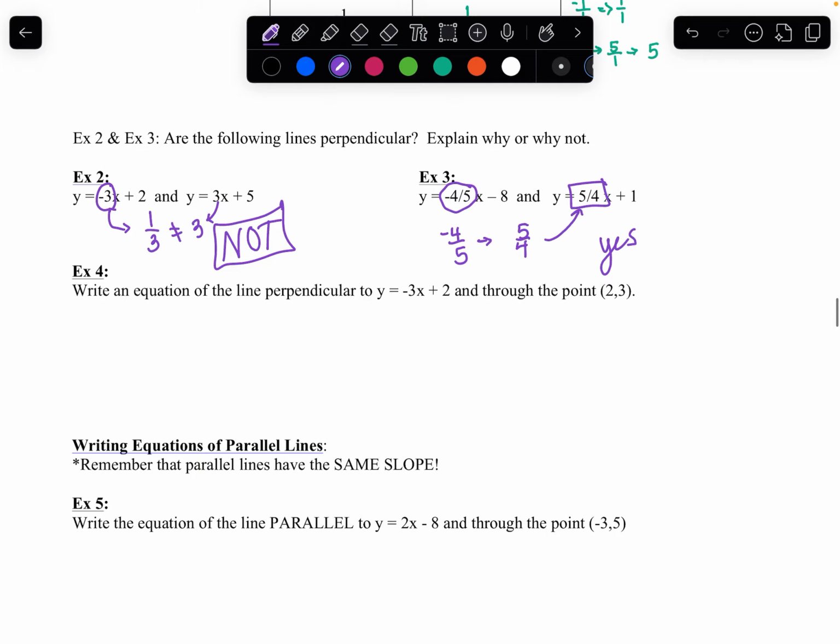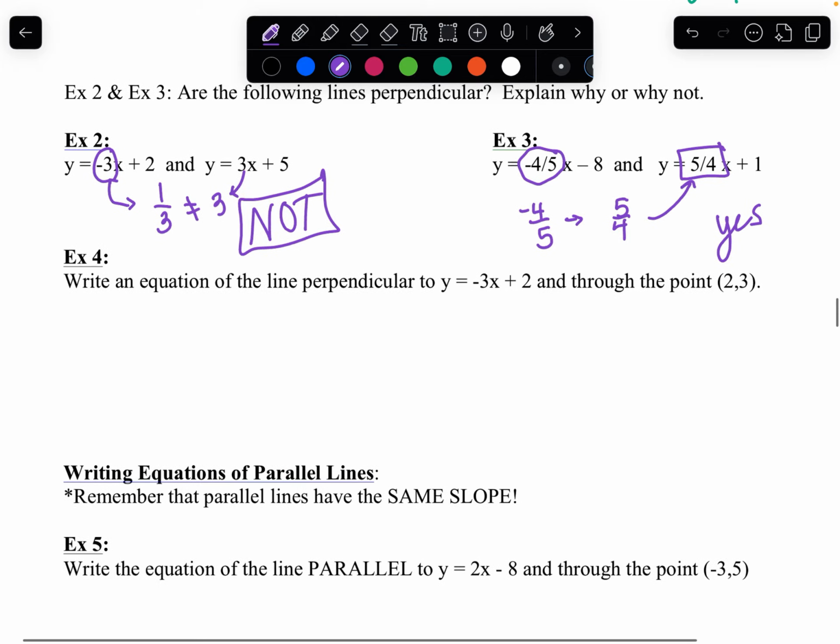So what we're going to do with example 4 is we are going to write an equation of the line perpendicular to negative 3x plus 2 with the point 2, 3. Oopsie. So this is telling you your slope of your perpendicular line. It's going to be positive 1/3 because a perpendicular is opposite reciprocal.